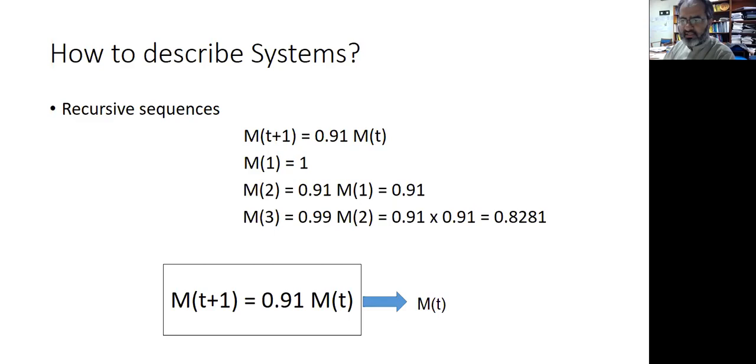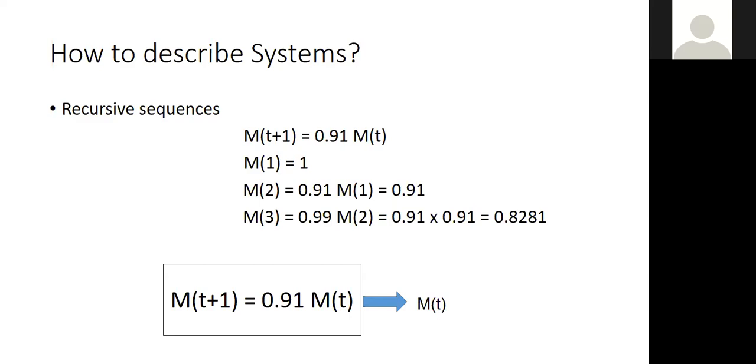Once again, it's a simple thing, but at the same time, it's a subtle concept that we are introducing. Go ahead, Aisha. Sorry, can you please explain why we're multiplying 0.99 with M2 and not 0.91?